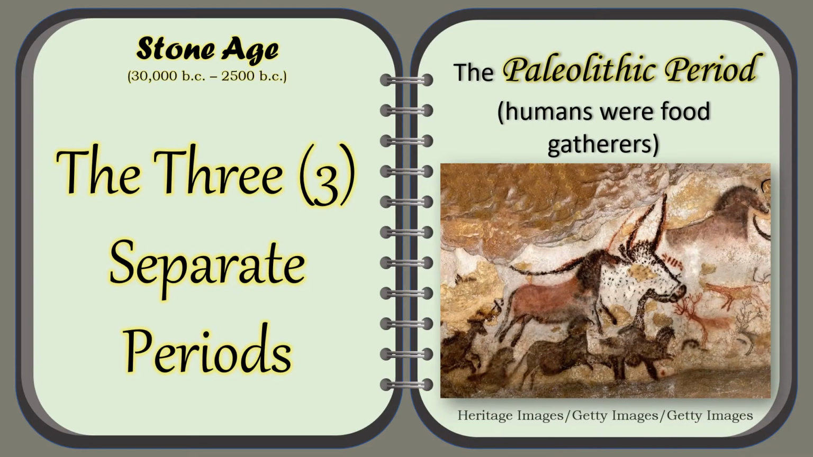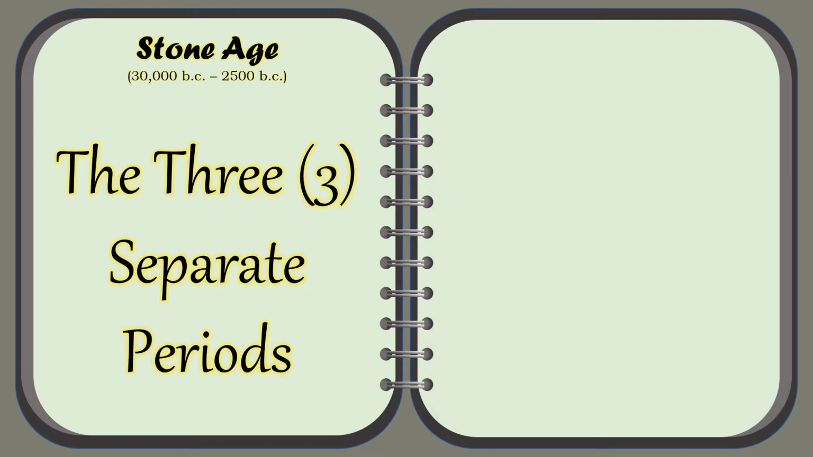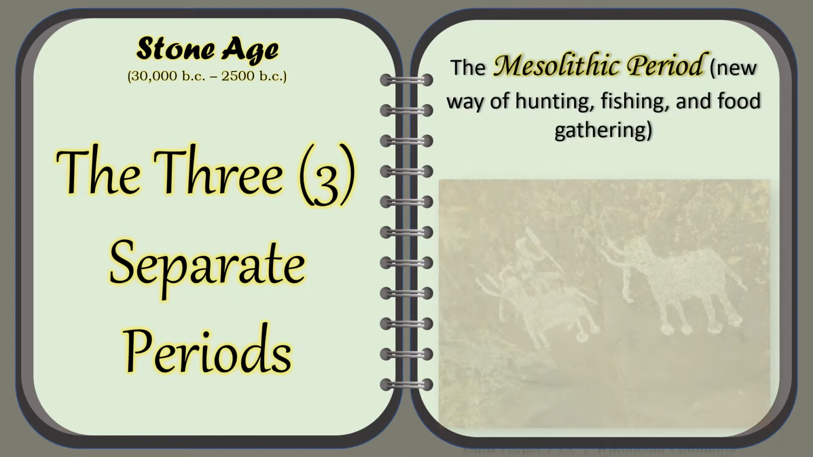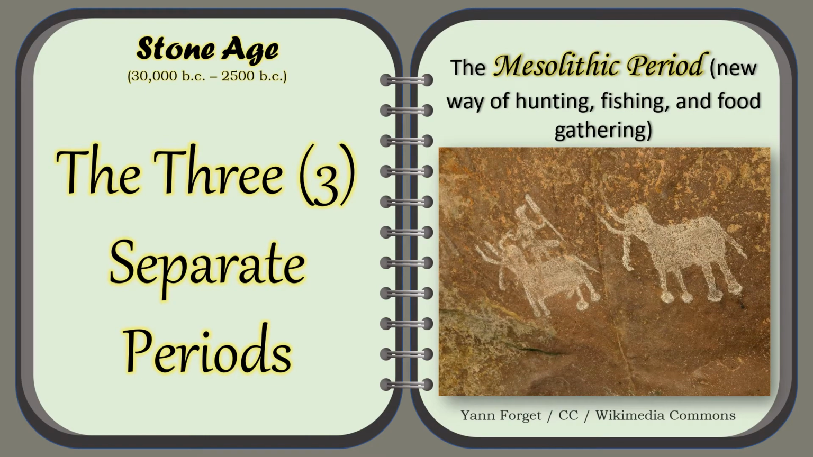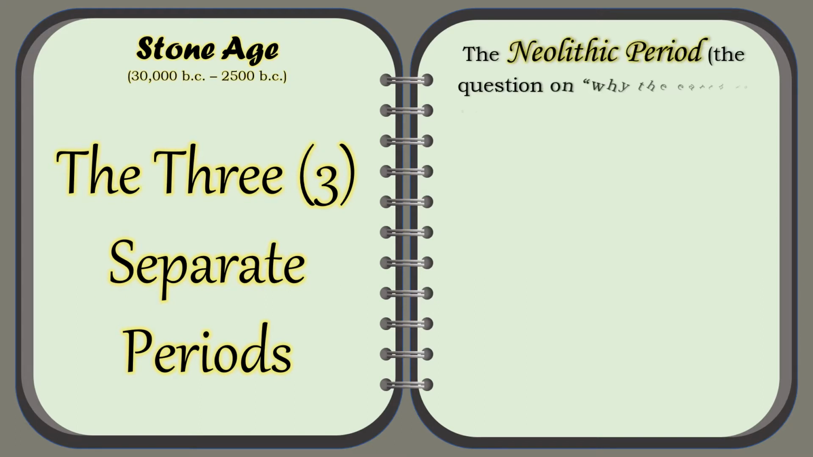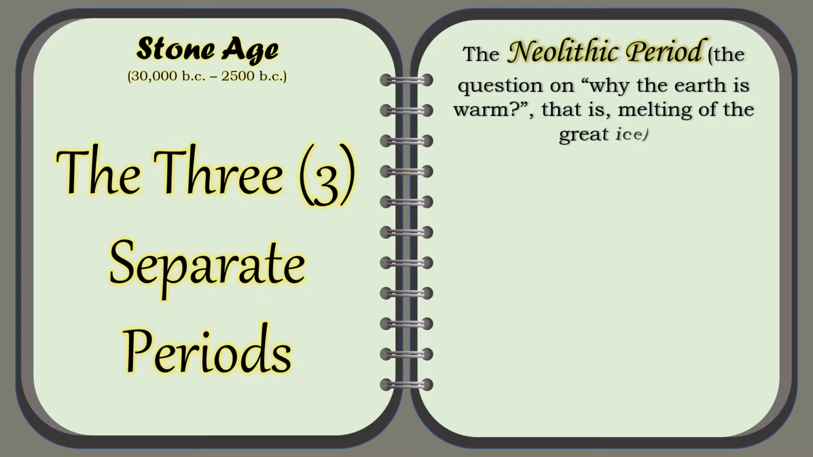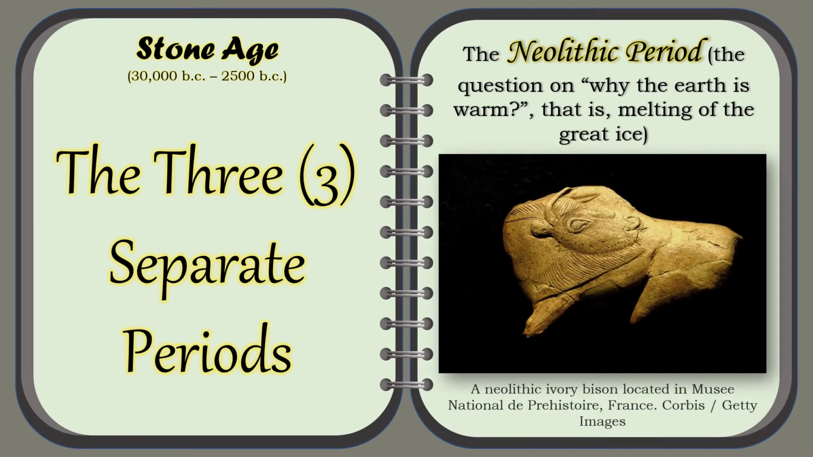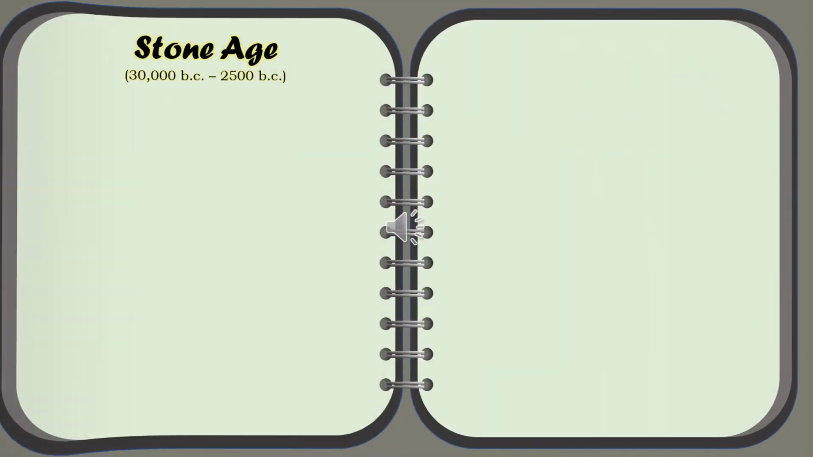Humans were food gatherers. The Mesolithic period: the new way of hunting, fishing, and food gathering. The Neolithic period. The question: why is the Earth warm? That is, the melting of the great ice.